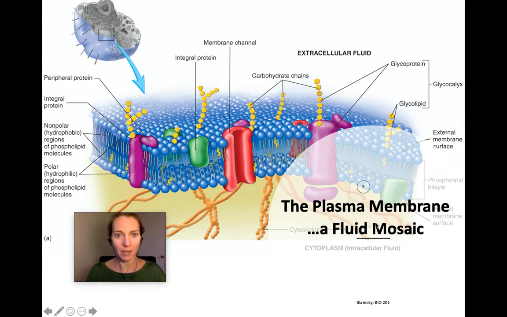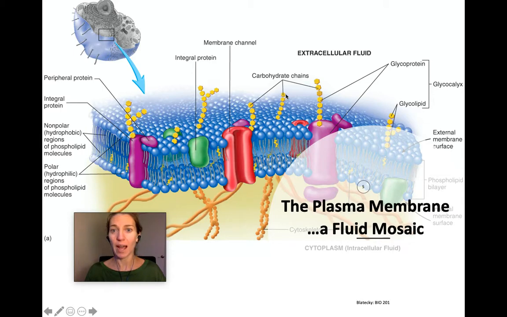So with the plasma membrane, right, it truly is a mosaic. And when you think about a mosaic, you think about all these beautiful colored tiles that are compiled together to make art. The model really fits with the cell membrane.